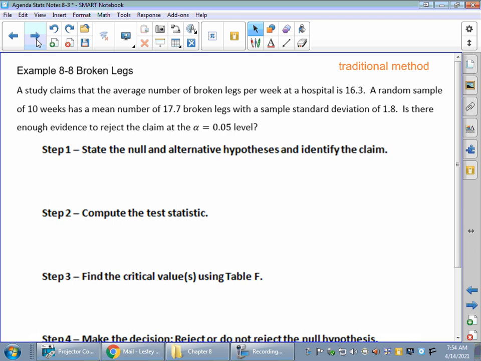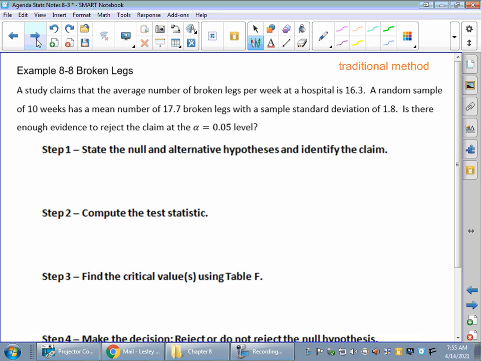A study claims that the average number of broken legs per week at a hospital is 16.3. A random sample of 10 weeks has a mean number of 17.7 broken legs, sample standard deviation of 1.8. Is there enough evidence to reject the claim at alpha equals 0.05 level? So let's do a quick run through.